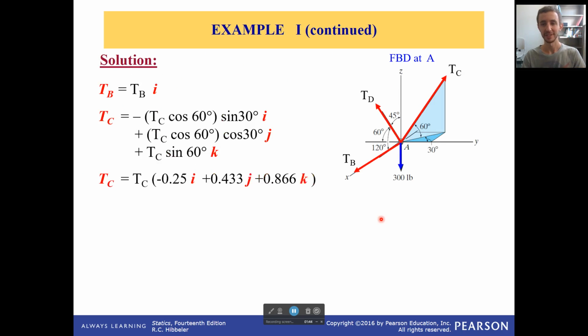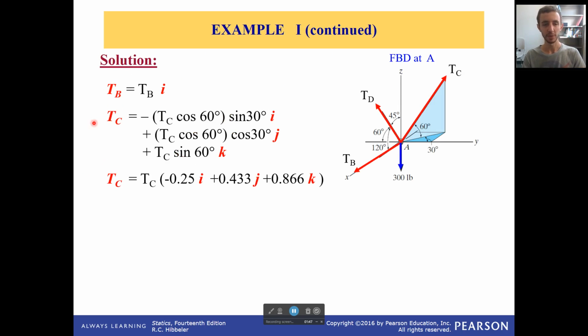So, solution. Now this goes a bit too quickly, so I want to explain where all of this came from. So first off, this one's the simplest. TB, it was just along the x-axis. So if we're breaking it up into components, it has only an i component. It's only going along the positive x-axis because ropes can pull, they can't push. So this arrow has to be going away from the little ring that's holding everything together.